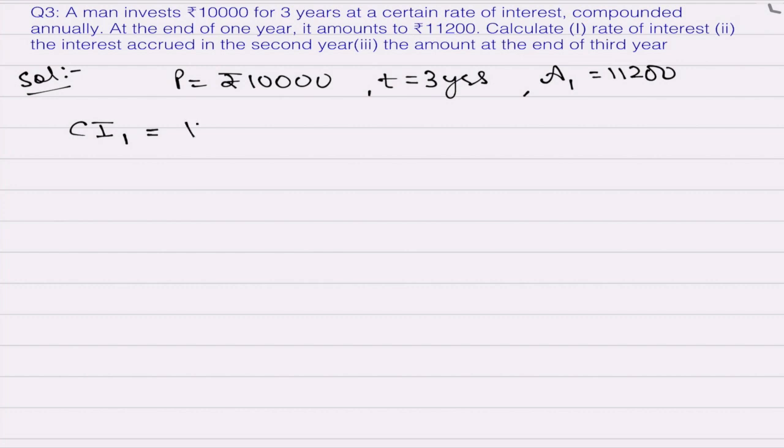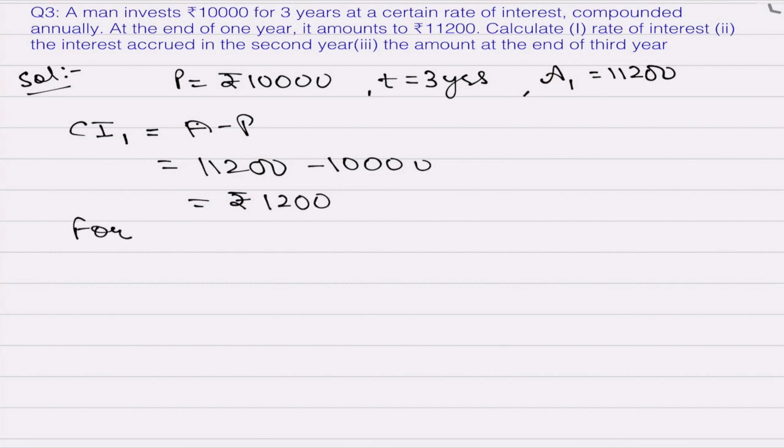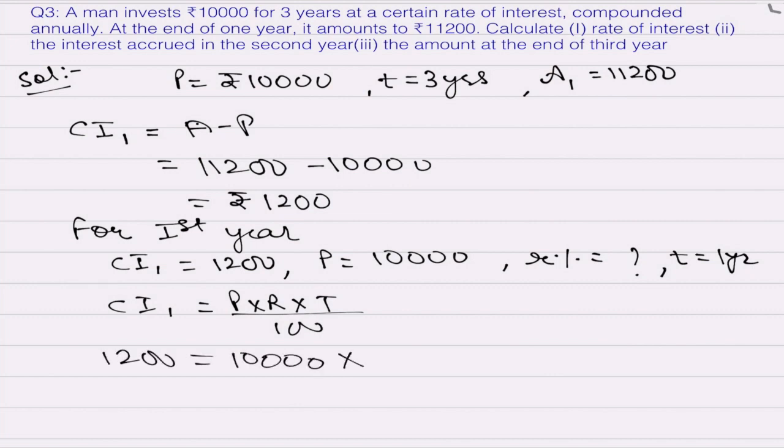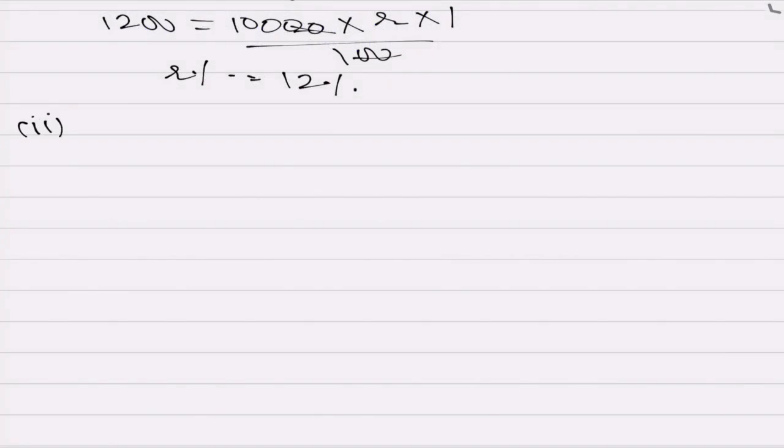So from here, amount and principal, we will get the compound interest of the first year. That is amount minus principal. 11,200 minus 10,000. So it becomes rupees 1,200. So compound interest of the first year is given, that is rupees 1,200. Principal is 10,000. Rate we don't know. Time period is 1 year. So put it in the formula of compound interest of the first year, P into R into T upon 100. After putting and solving, we will see the rate of interest is 12%. So this is the first part of the question. Find the rate of interest.